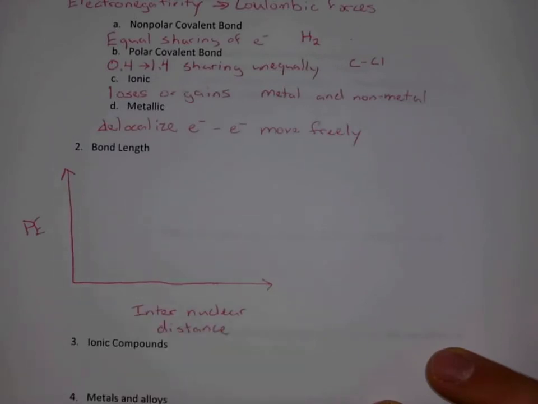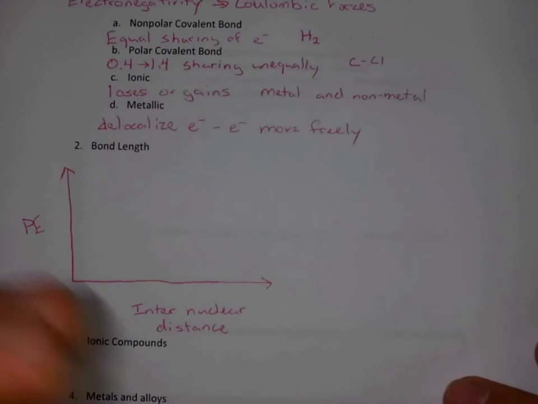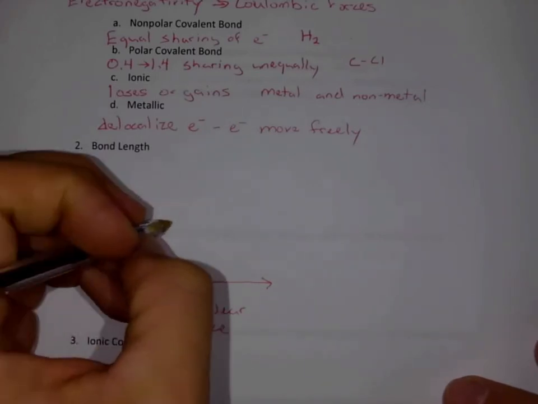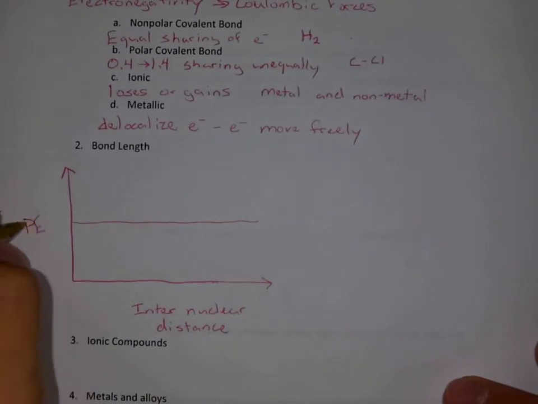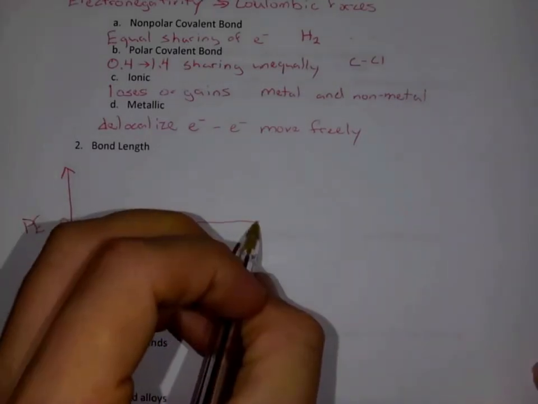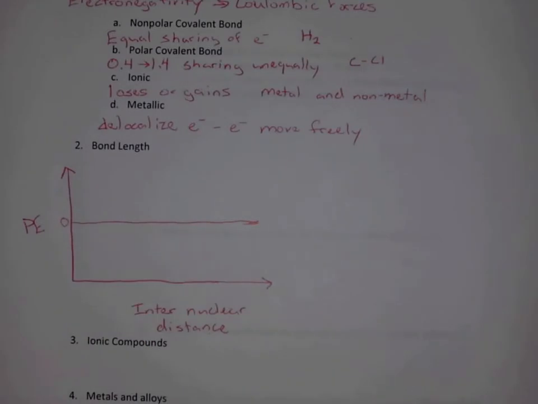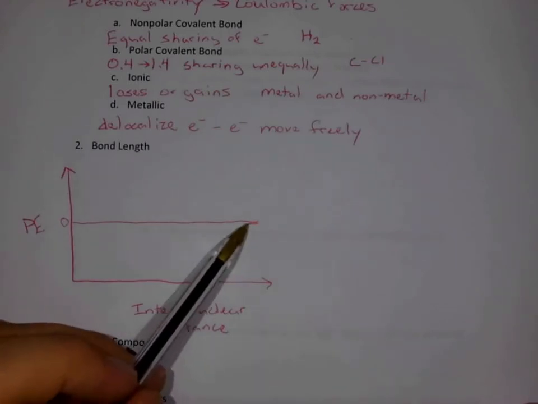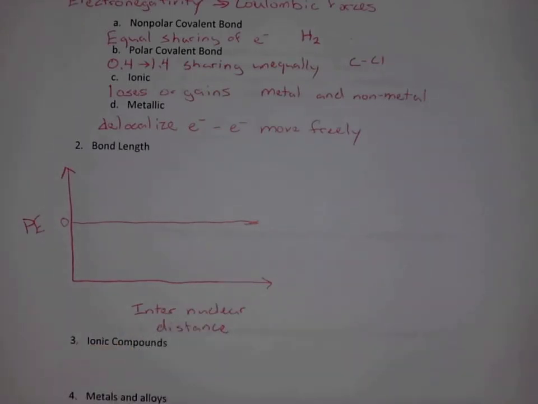Okay, so this is the distance between the nucleus of atom 1 and the nucleus of atom 2. I'm going to put my 0 point up here for my potential energy. When the atoms are really far away, there's no potential energy that is gained or lost because the nuclei really aren't interacting.